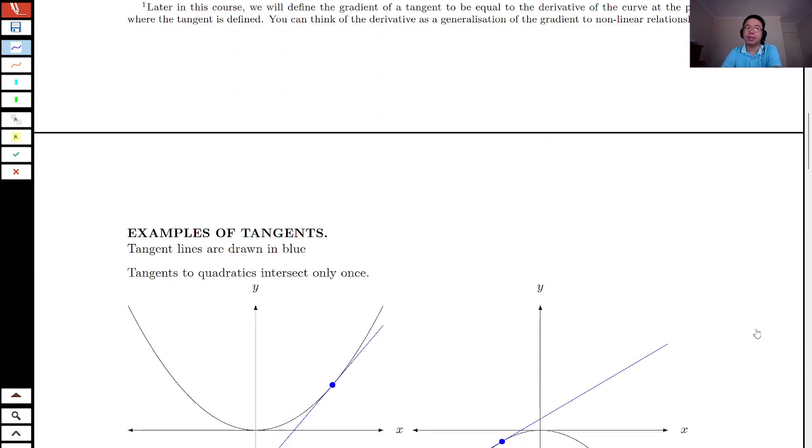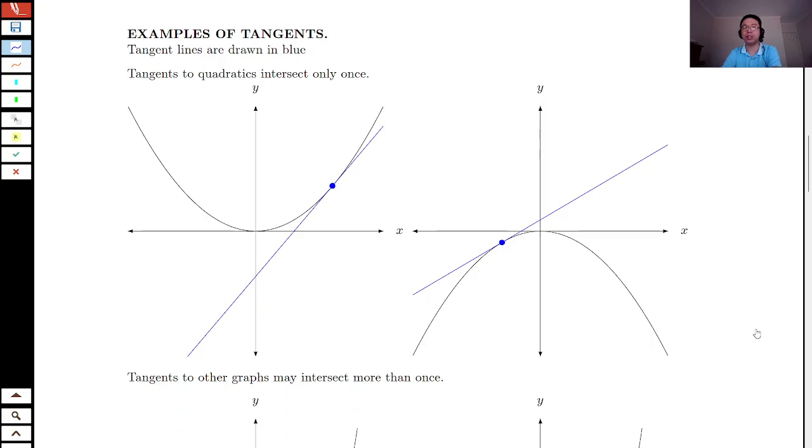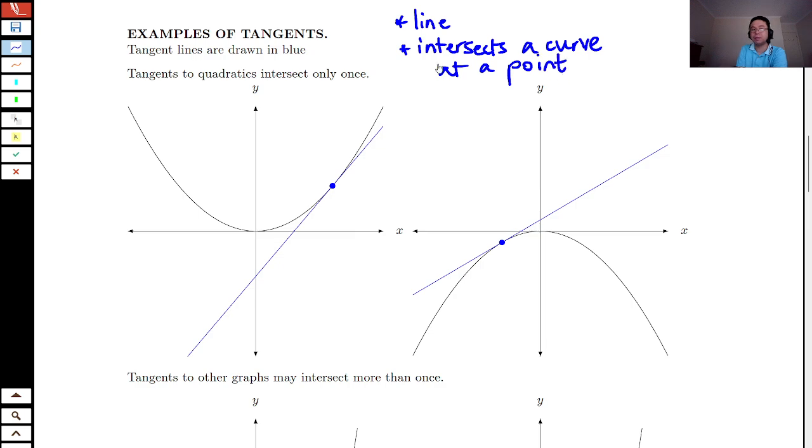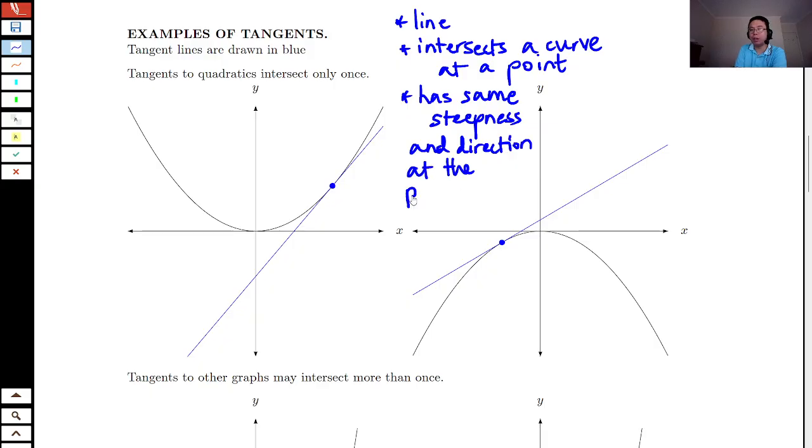To define a tangent is actually not that easy to do. We actually don't have enough mathematics yet. We need to define something called the derivative, but we'll do that in semester 2. So for now, the way I want you to think of a tangent is a line which intersects a curve at a point and has the same steepness and direction at the point of intersection.